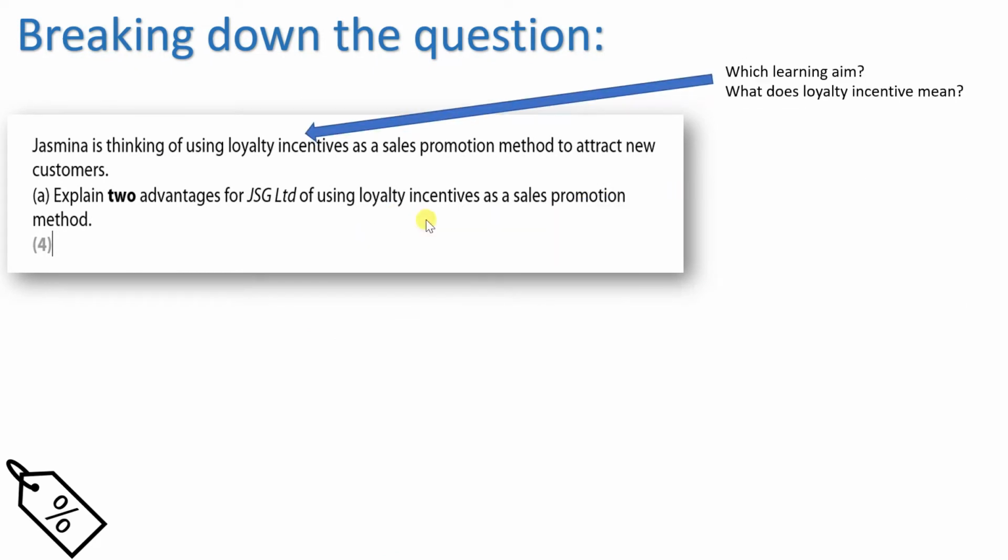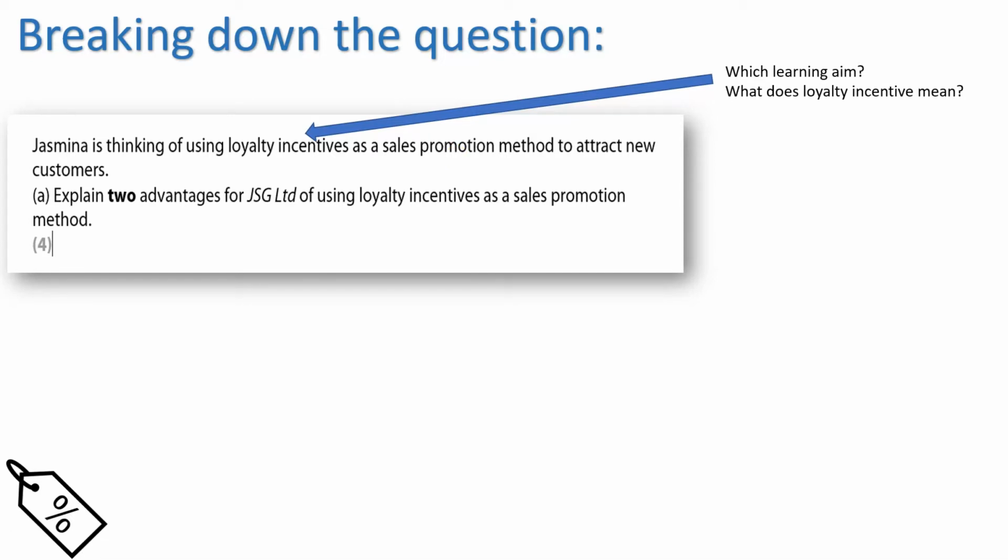So let's break down the question. Jasmina is thinking of using loyalty incentives as a sales promotion method. Which learning aim? Well, sales promotion. If you're not sure, then the word is in there. It's promotion, which is part of AIM A. You're in the exam, so it's component 3.